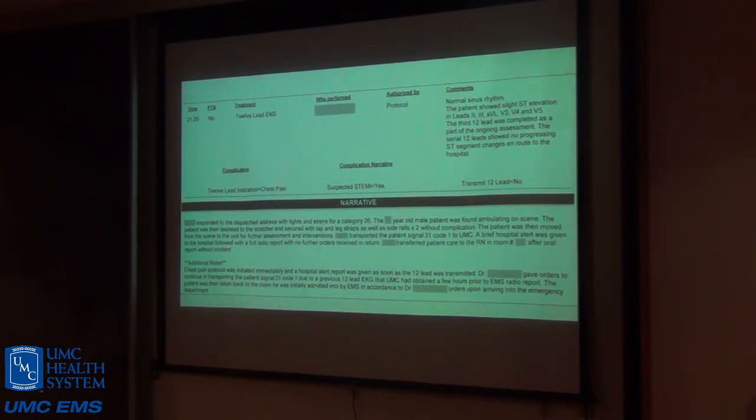We'll take it anytime. And then kind of sums everything up. You know, they secured the rails with no complications, transported to the hospital 31-1, because he really doesn't know, is this new, is this old, what are we going to do? And then has some additional notes in here, but does a fabulous job.